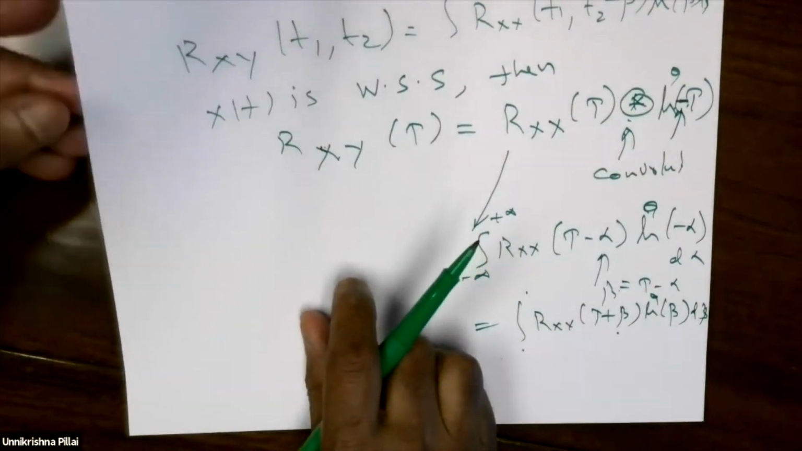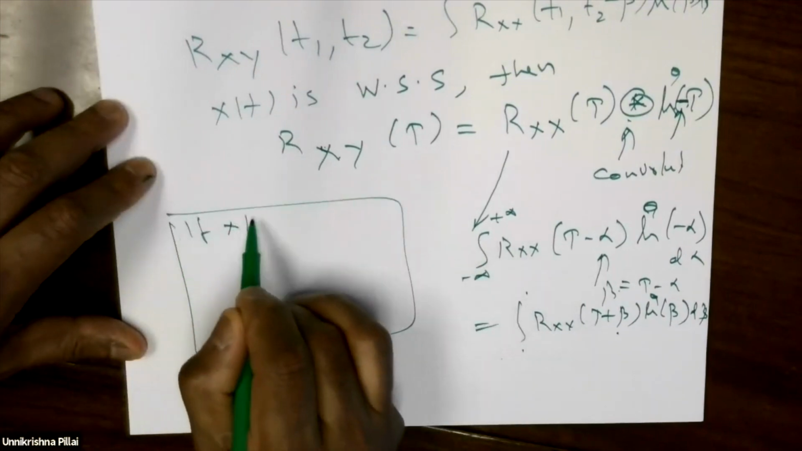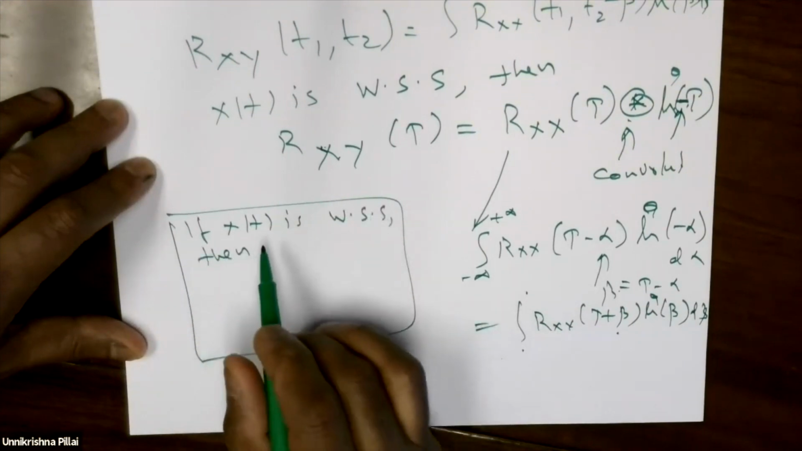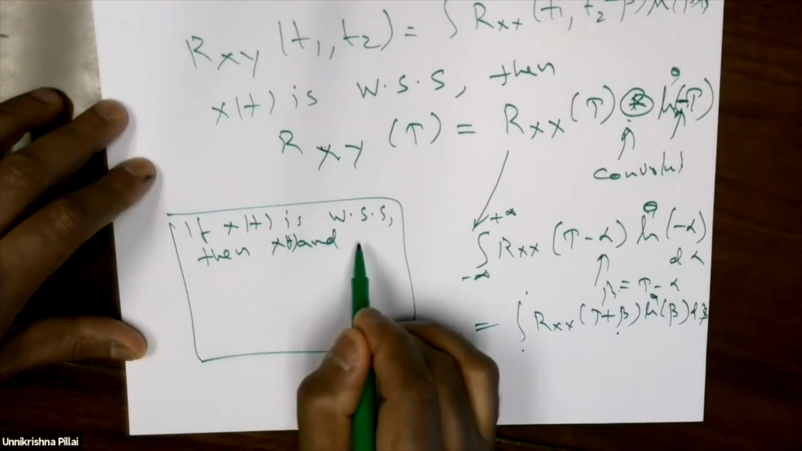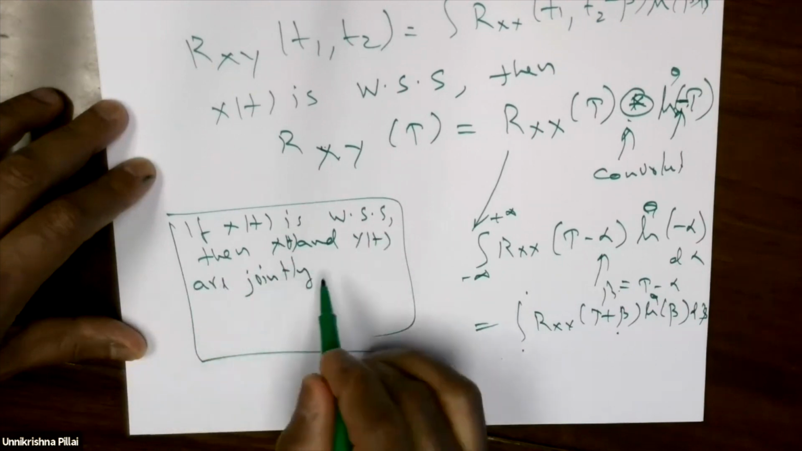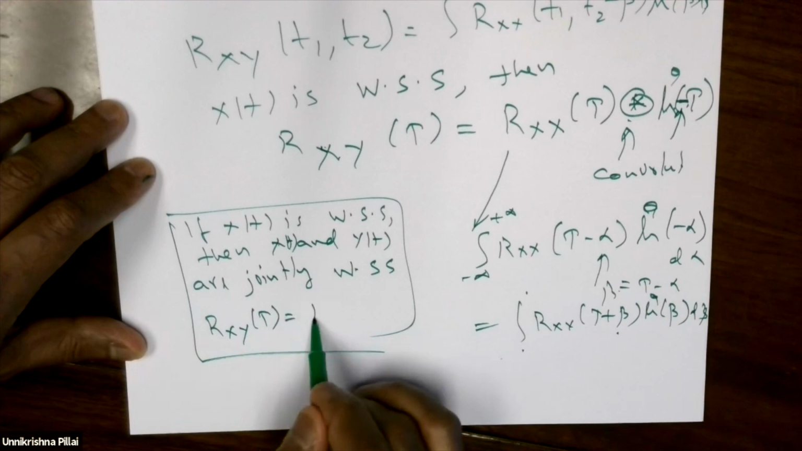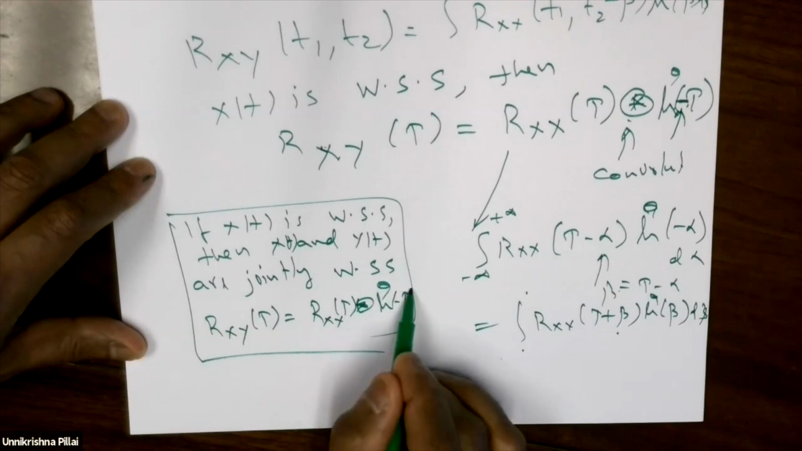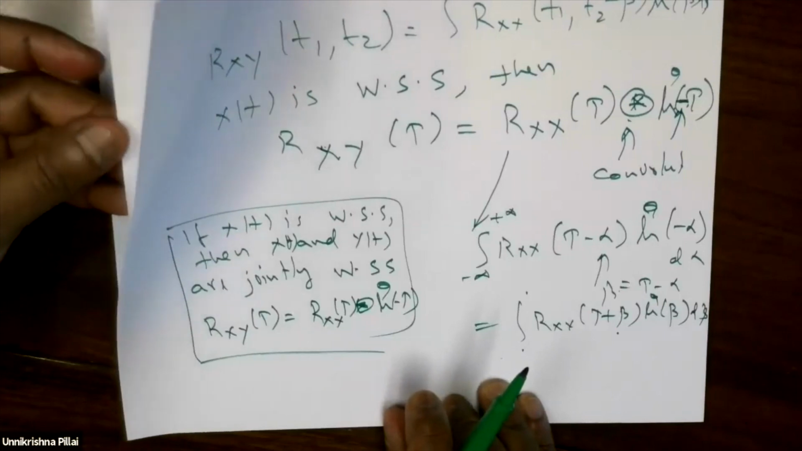So that's one property. The theorem is, this is what we have proved. If x of t is white-sense stationary, then x of t and y of t are jointly white-sense stationary, and Rxy(tau) is Rxx(tau) convolved with h star of minus tau. That much we have. So let's look at what is the property of the output autocorrelation function.